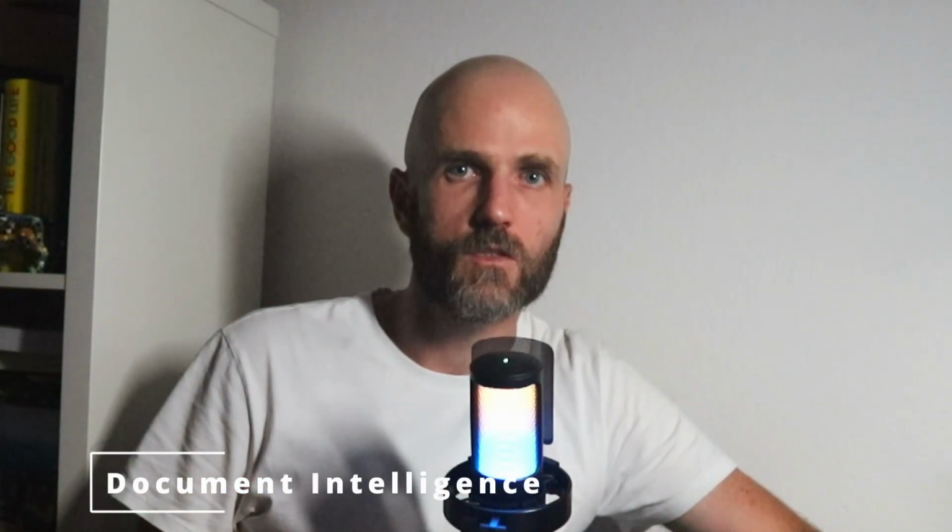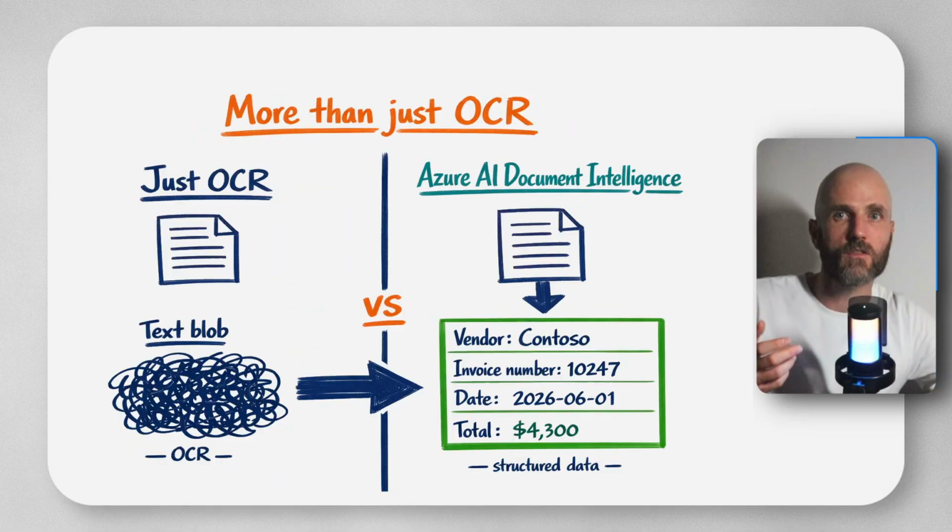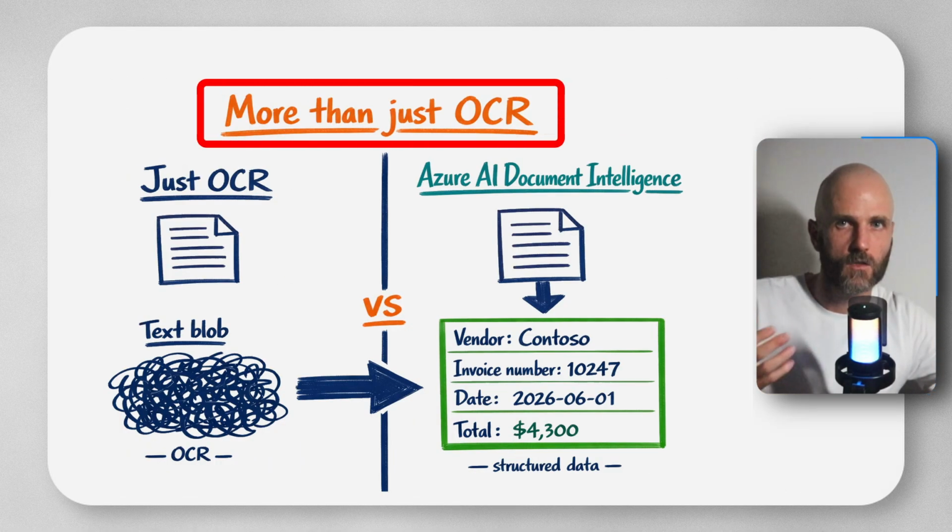Hi everyone, in this video I want to talk about Azure AI Document Intelligence. It's the engine most teams reach to run paper and PDFs into structured data, but a lot of people only know it does OCR, that's optical character recognition, just reading the text of a page.